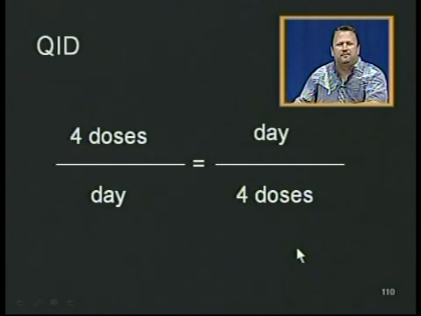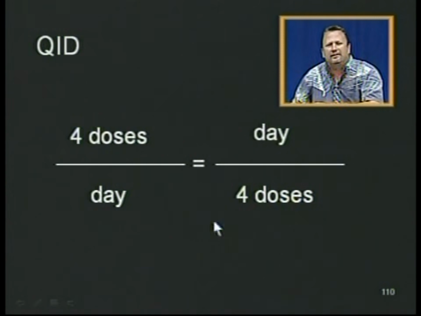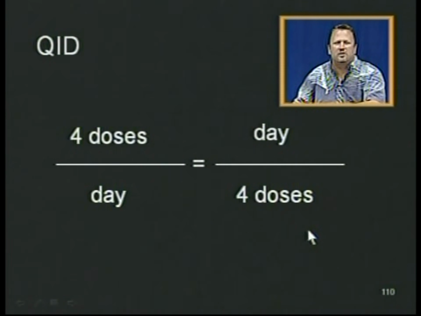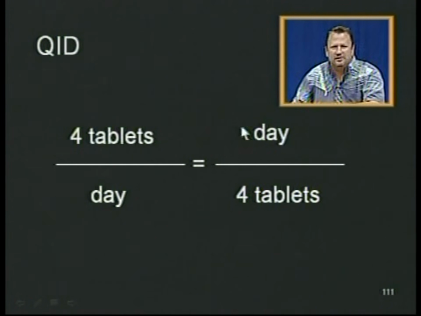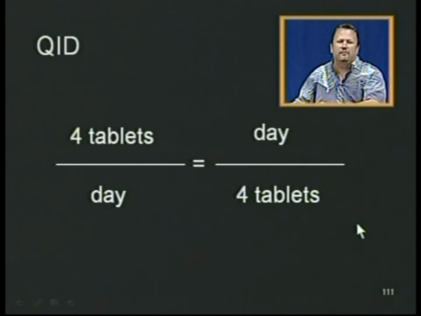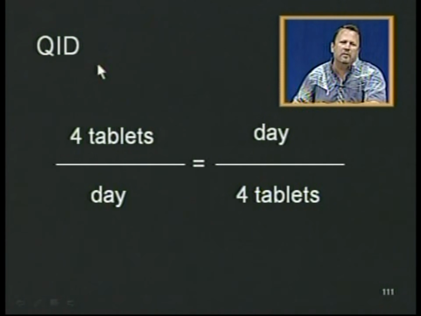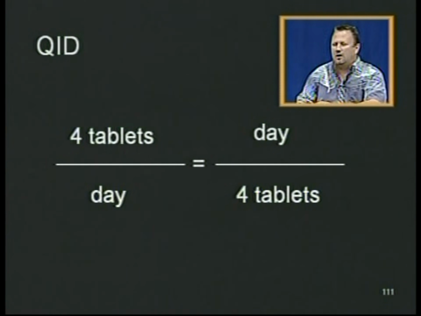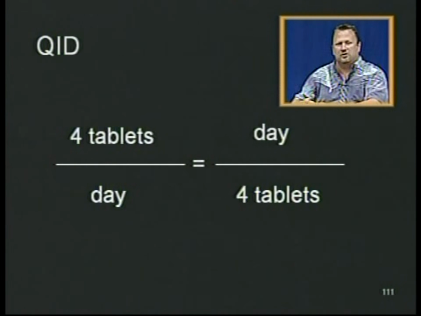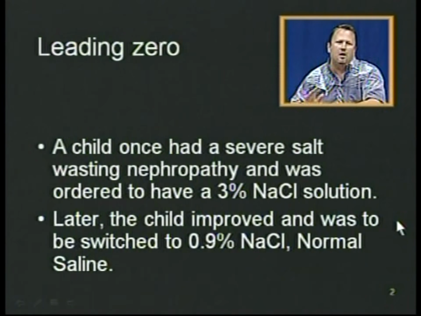QID is 4 doses a day, and don't forget that's the same thing as a day over 4 doses. Or it could be tablets, it could be anything. It's 4 of those anythings per day, which is the same thing as a day over those 4 tablets or those 4 anythings. And so a lot of people tell me that once TID and QID are involved, we cannot use burger math or units math or dimensional analysis. And we can, and I think we will eventually show you that.